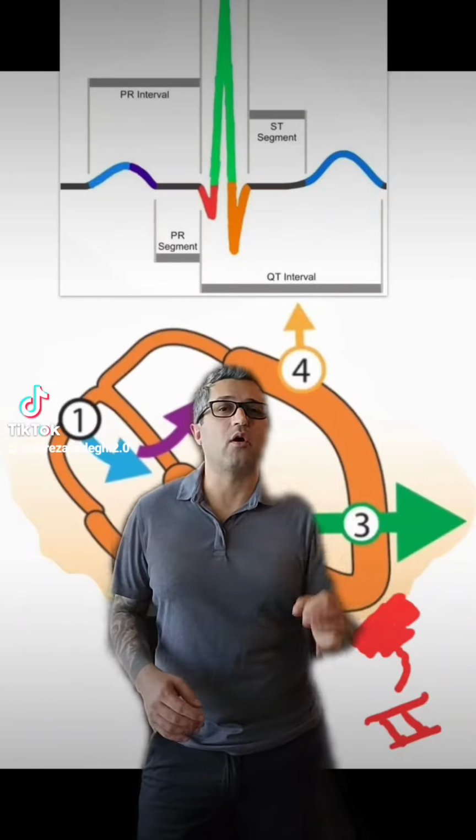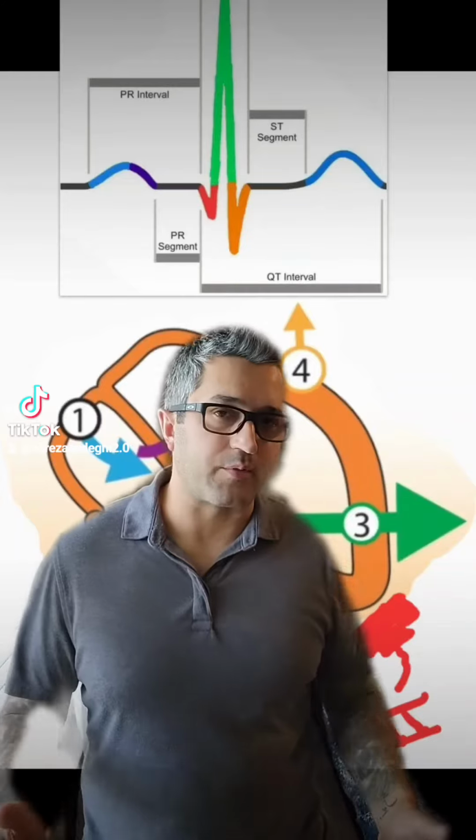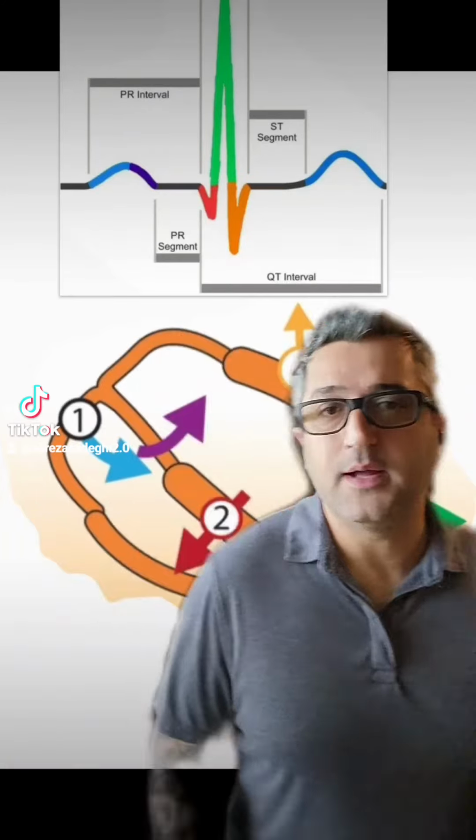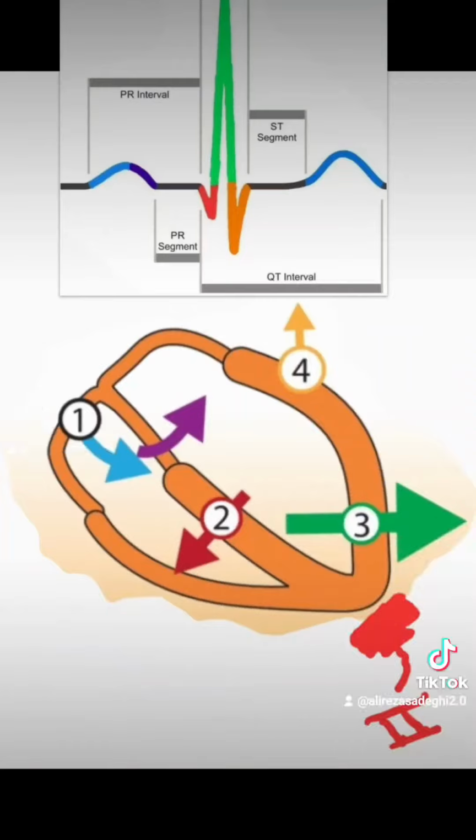P waves, regardless of their morphology, always represent the depolarization of the atria. In a normal heart, the right atrium depolarizes towards lead 2, and for that reason, it gives you a nice upstroke and positive deflection. But the left atrium depolarizes away from lead 2, and for that reason, you get that sharp downstroke.